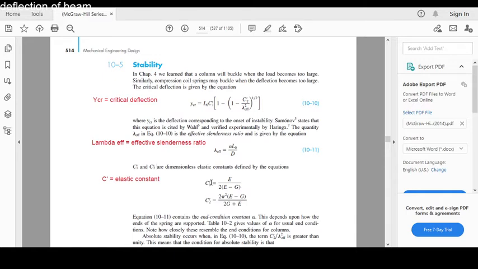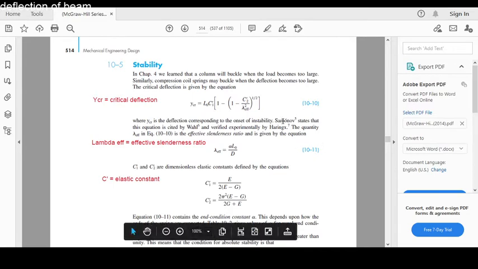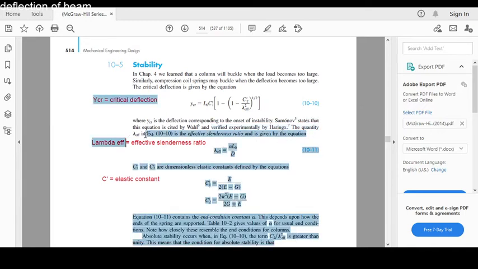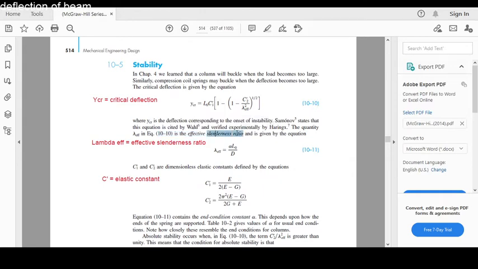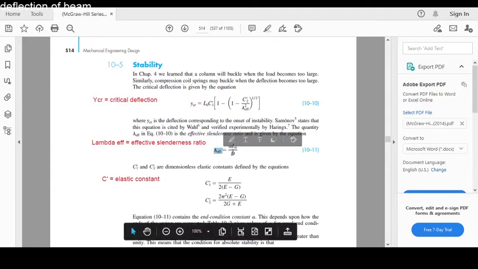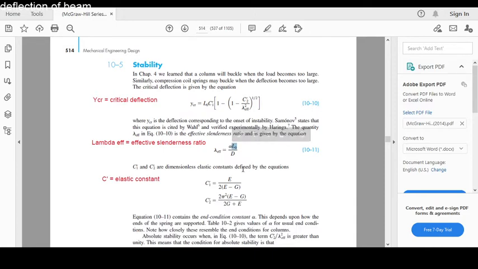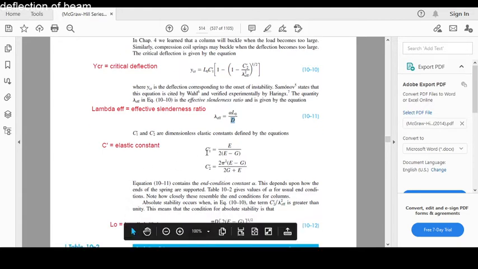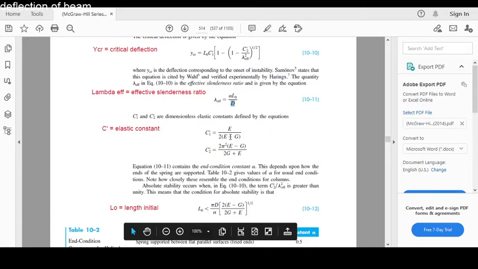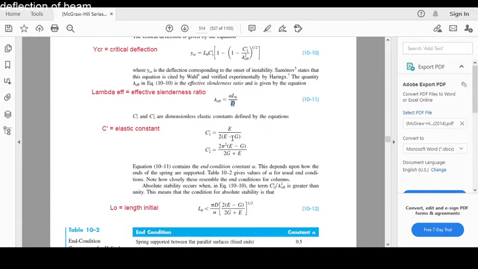Semenov states that this equation, cited by Wahl and verified experimentally by Herrings, the quantity lambda effective in equation 10-10 is the effective slenderness ratio, given by this equation: lambda effective equals alpha times the free length over d, the mean diameter. The elastic constant C prime 1 is defined by E over 2(E minus G), where E is the Young modulus and G is the modulus of rigidity. And C2 is 2 pi squared times (E minus G) over (2G plus E).